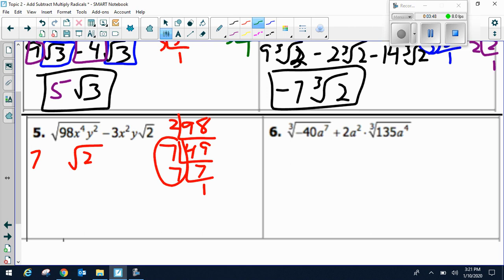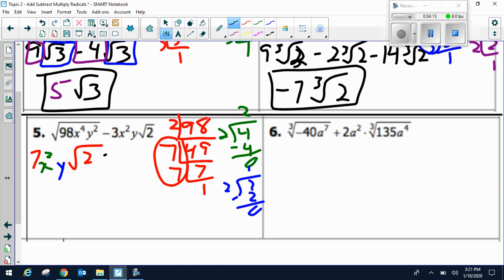Same thing for the letters, right? The exponent is 4. Again, you're going to divide that by the index of 2. 2 goes into 4 two times with a remainder of 0. So that means 2 x's will come out. Same thing for the y. The exponent is 2. The index is 2. So 2 goes into 2 once with a remainder of 0. That means 1 y is going to come out.